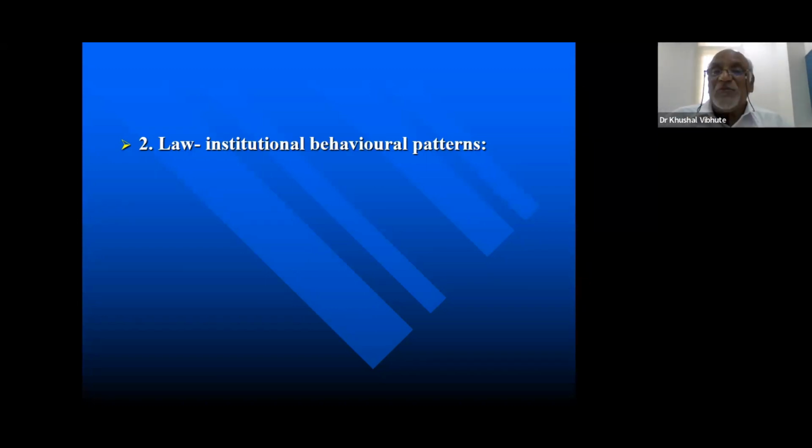According to me, there are 5 players in the domain of law. Any guess to make? Already I've given you a clue. There are 5 players in the domain of law. Who are they?